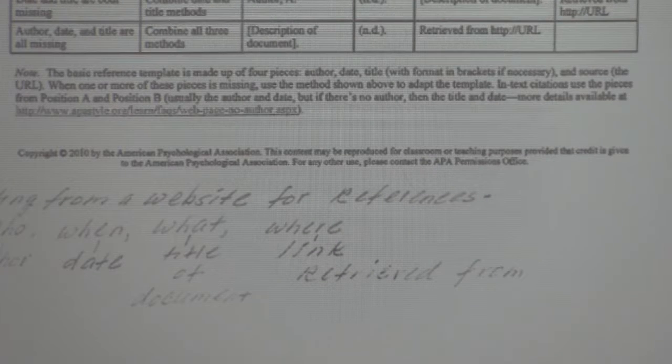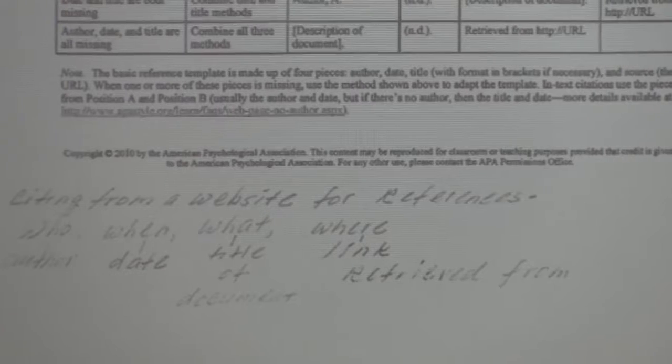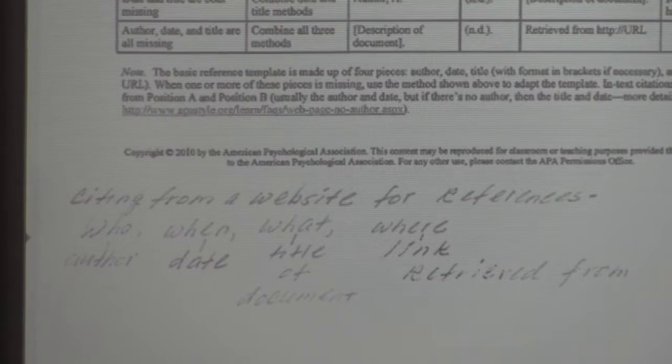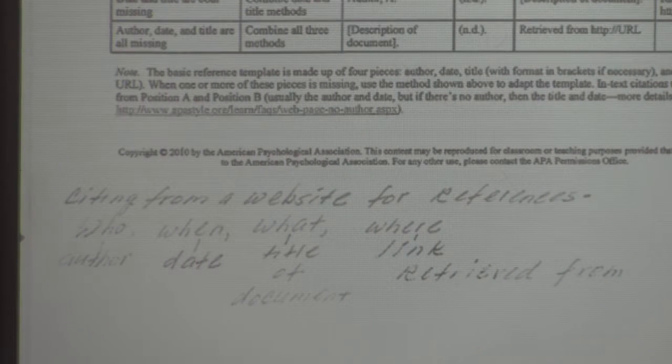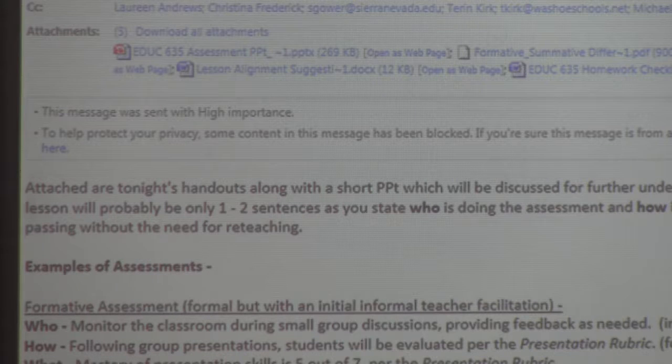So citing from a website for references, we need to know the who, which is the author, the when, which is the date, the what, which is the title of the document, and the where the link came from, you'll say retrieved from. Okay, what I'd like to do, this was just a really quick overview. This is for your information and for you to read.